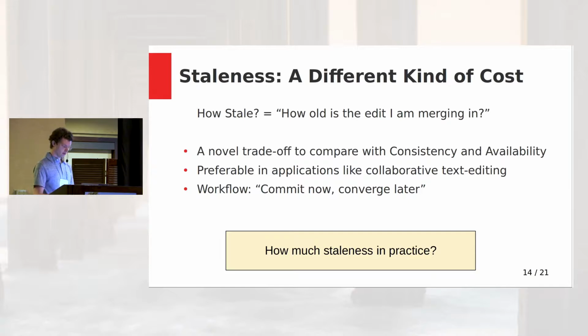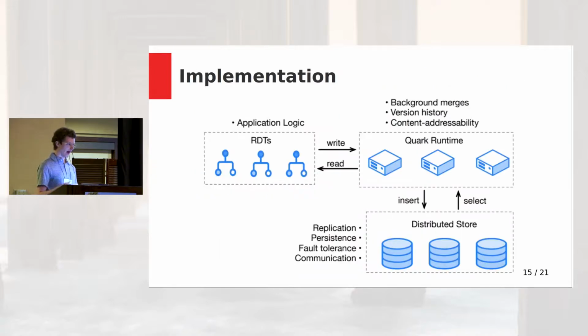And so to evaluate how much staleness is actually seen in practice, we have implemented Quark using OCaml and Scylla as a backend database that handles the distribution of versions between replicas. And our implementation performs merges in the background, so your application code is only dealing with editing.